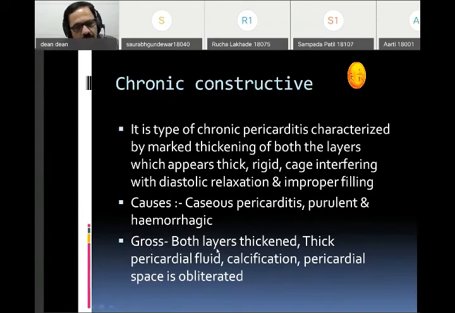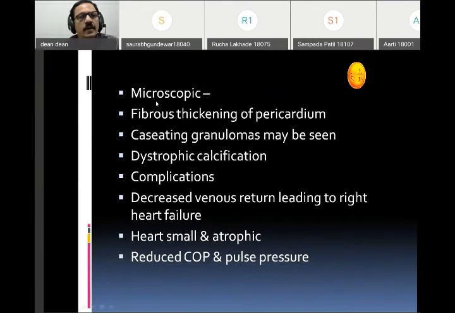Grossly, both layers are thickened, as I have just shown you in the diagram. There is thick pericardial fluid. Fluid is also coagulated. Lastly, there occurs calcification, and the pericardial space is totally obliterated. This is a characteristic feature of chronic constrictive type of pericarditis. Microscopically, you see that there is excessive fibrosis. The pericardium is totally converted into thick hyalinized fibrous tissue that you will see microscopically.